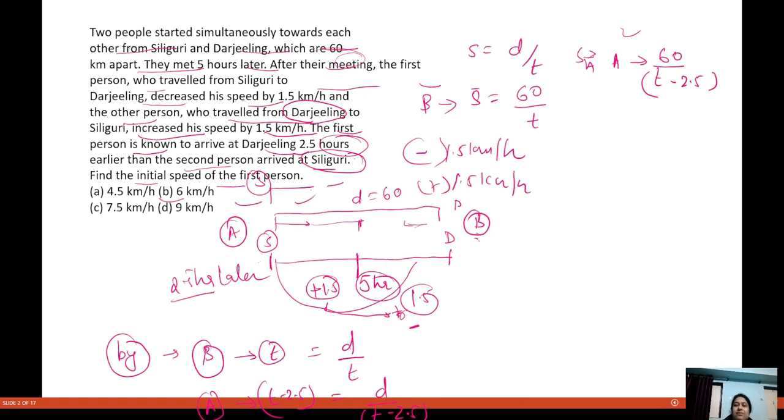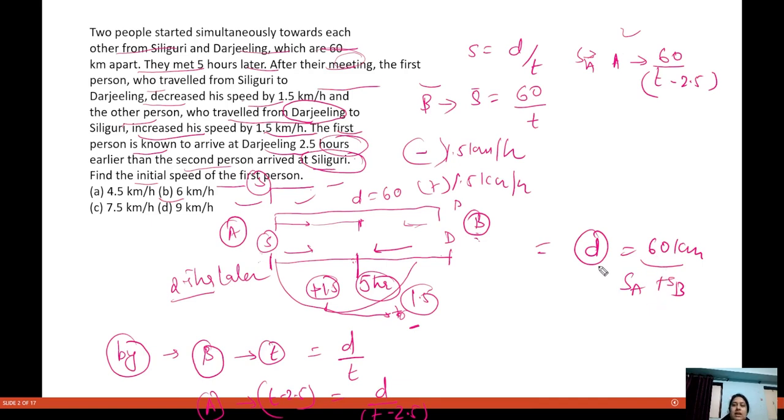So see, one piece of information that we have is that when they are meeting at this point, both of them together have covered how much distance? Total distance d, which is equal to 60 kilometer. When both of them have moved toward each other, the distance covered by both of them together is 60 kilometer. And their relative velocity is how much? The relative speed is SA plus SB, because both of them are moving towards each other.